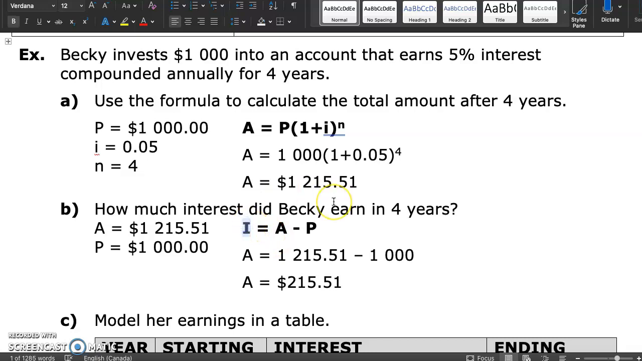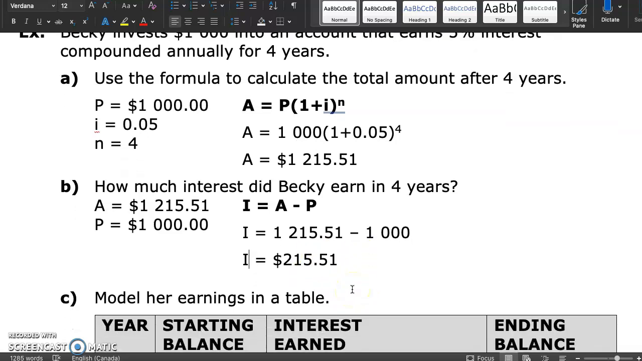That's our unknown. And what we need to do is substitute and solve. If we take the amount minus the principal, that difference is the interest. And this should say interest, my apologies. So the interest earned was $215.51 over this 4-year period.